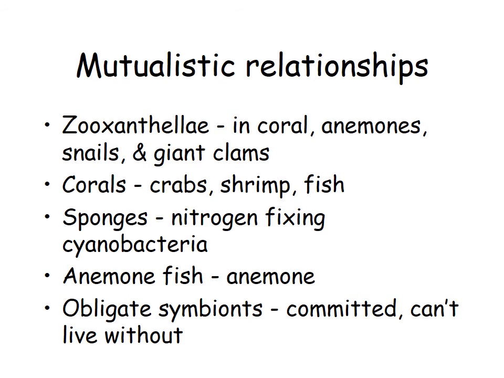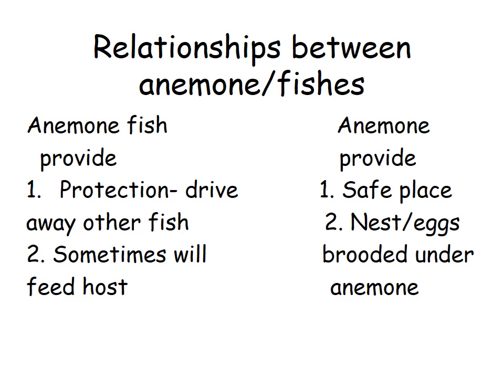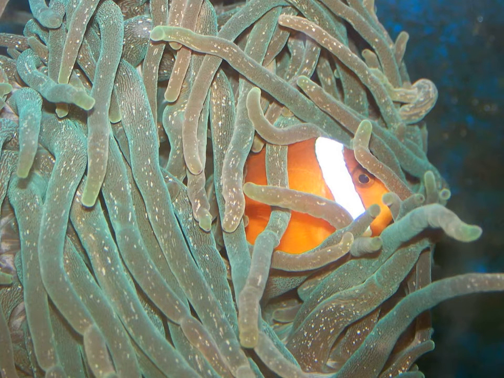Okay, so let's go on here. The relationship between anemone and fish: the anemone provides protection. They drive away other fish, and sometimes the fish will feed their host. The anemone is a safe place. It nests the eggs, and they're brooded under the anemone, so the anemone gets a benefit and the fish gets a benefit. Alright, so here we have the clownfish living inside the anemone. Remember that the mucus membrane on the outside of its body prevents it from getting stung by the stinging nematocysts.